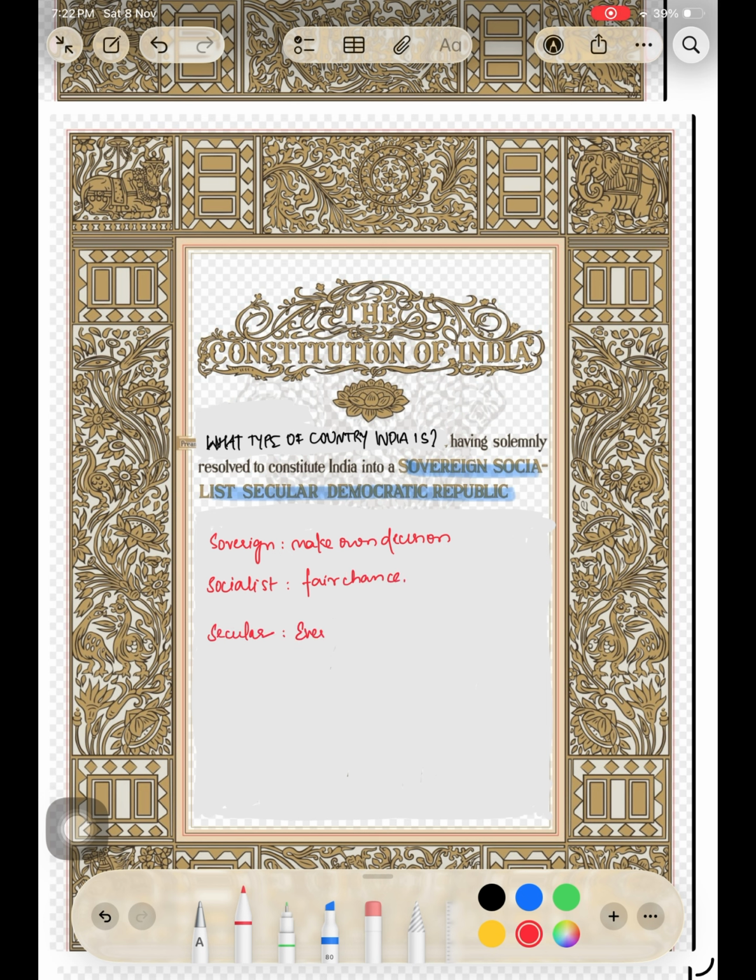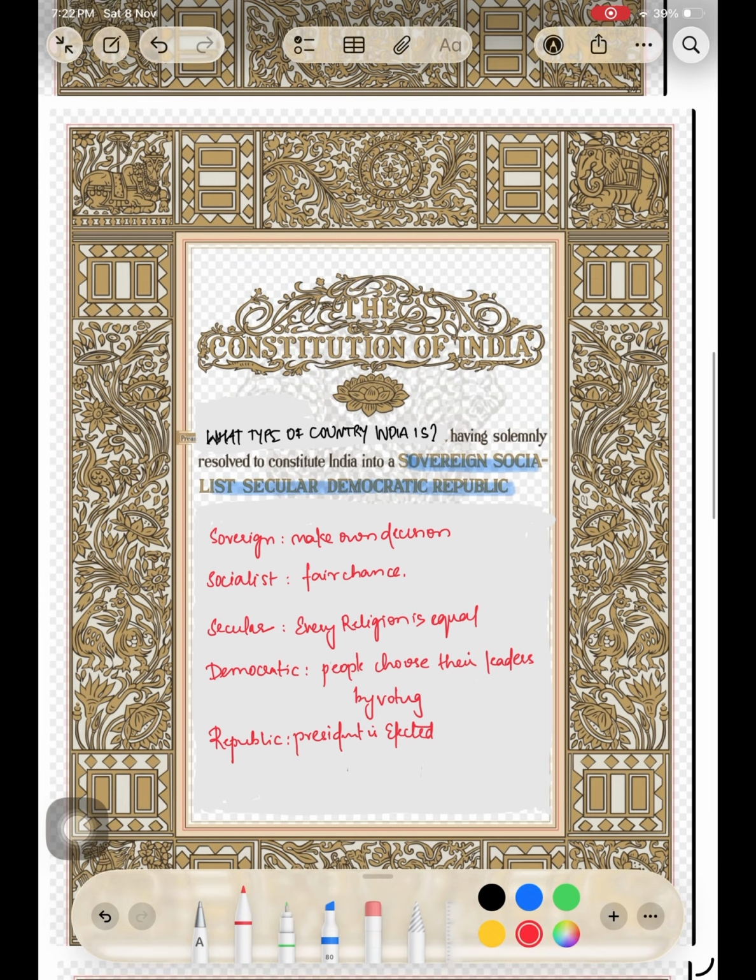Secular means every religion is equal. The government doesn't favour any one religion. Democratic means people choose their leaders by voting. And republic means our president is elected, not born into power.